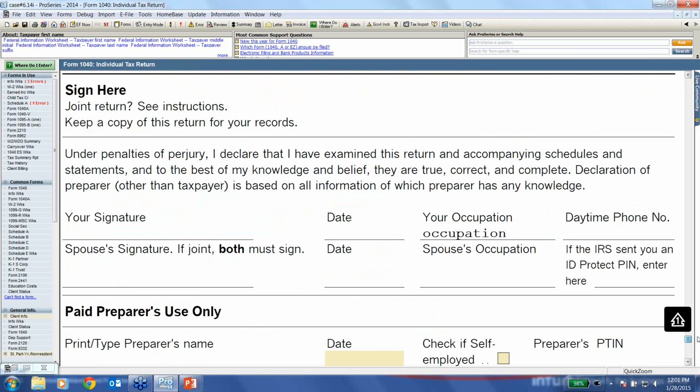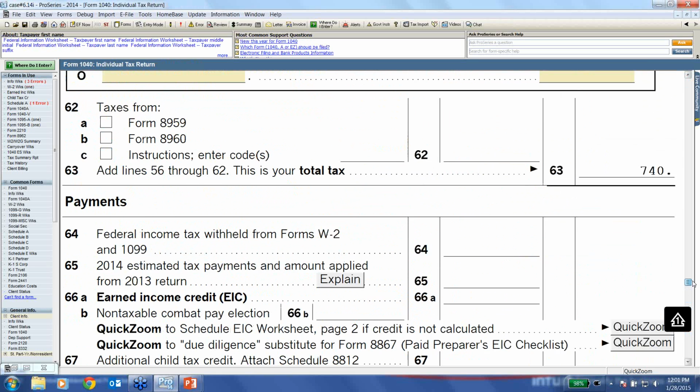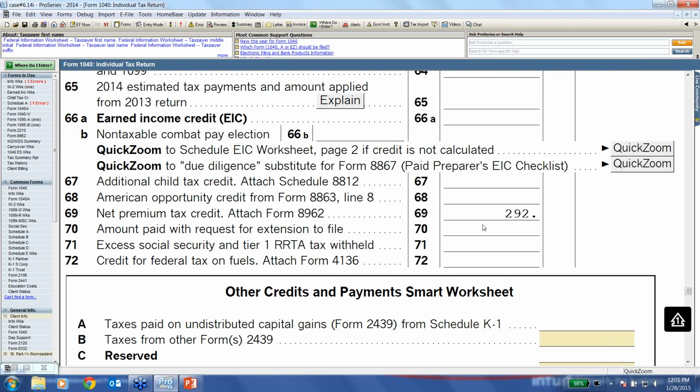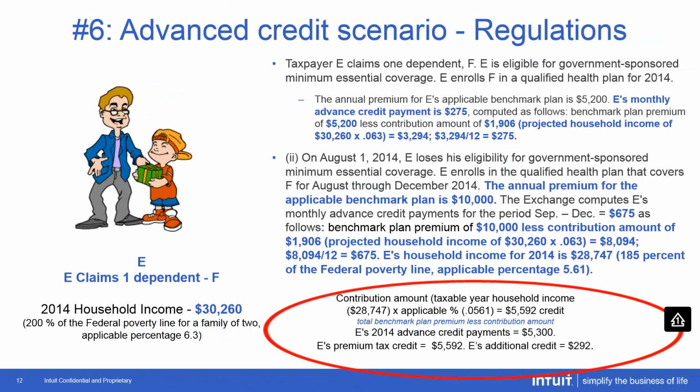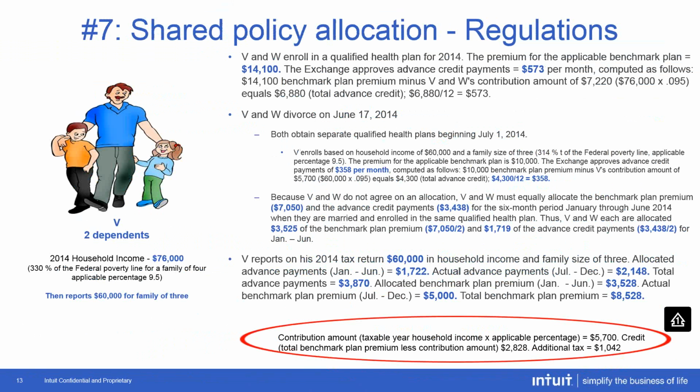Go down into the payment section, and there's our $292 net premium tax credit. Okay, now we'll go to use case number 7, a shared policy allocation, taken directly out of the regulations.